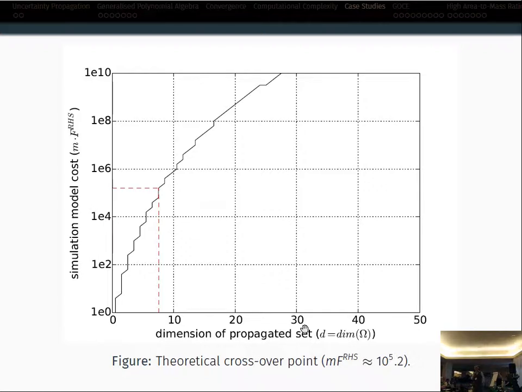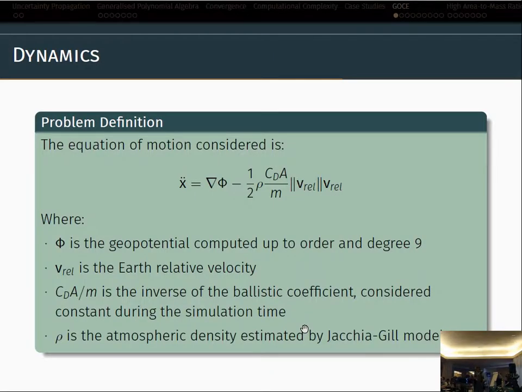So if we look then at the theoretical graph, we found out that for the case that we analyzed, in fact, we have a good match and we are moving along this line for a particular degree of expansion of our algebra. So the theory in this case was matching fairly well the computational cost of the propagation. So then we tried to use this to actually solve the real case.